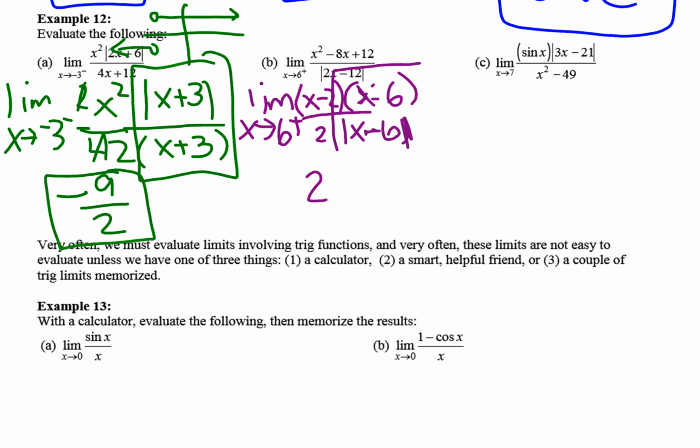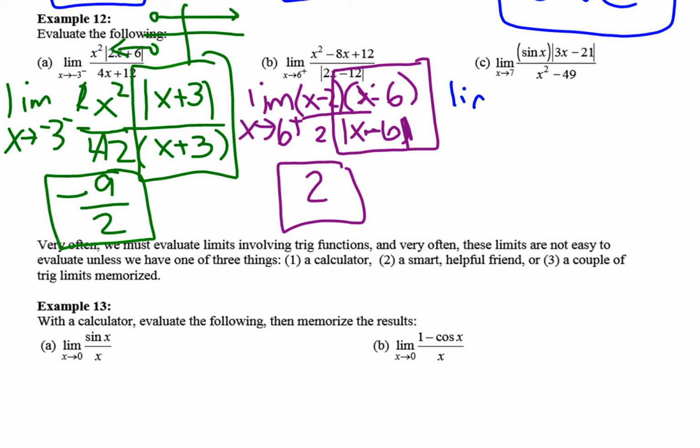And now we just have to look at this to determine is it the left side or is it the right side. So pick a number on the right side of 6. That would be 7. Plug in 7. 7 minus 6 is 1. 7 minus 6 absolute values. So we get +2.